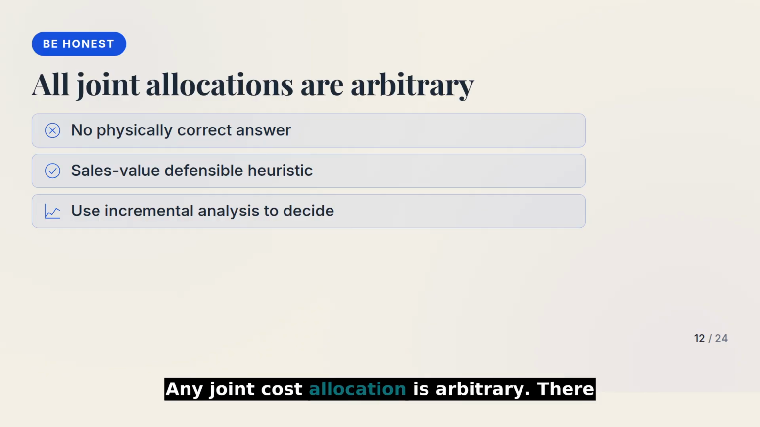Any joint cost allocation is arbitrary. There is no physically correct way to split a cost that is fundamentally shared. Sales value at split-off is the most defensible heuristic, but it is still a heuristic.